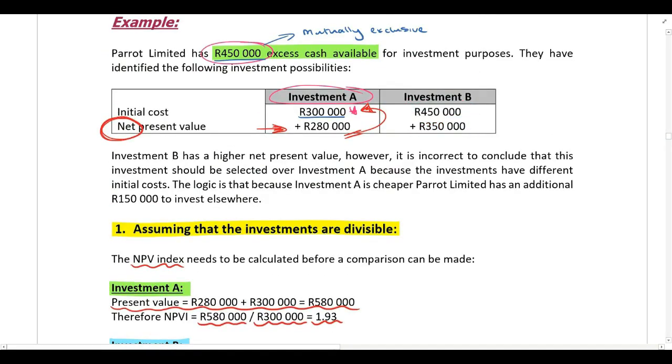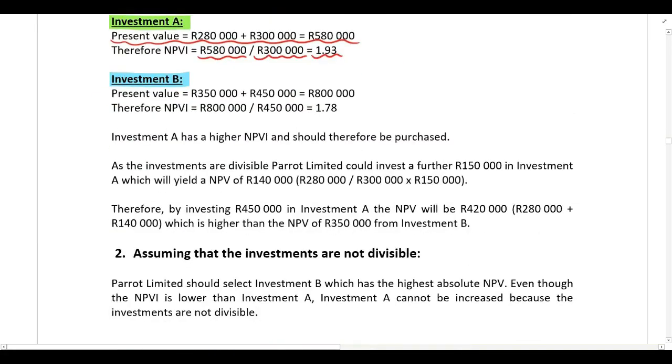I know for investment B that I have a net present value of 350,000 Rand. If I want the present value, I just need to add back the investment cost of 450,000 Rand. So that gives me a present value of 800,000. We divide by the investment cost of 450,000 and we calculate the net present value index.